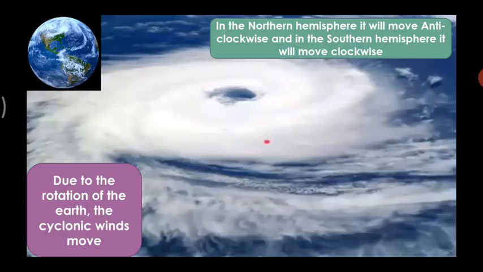And next, why does this happen? For what reason do cyclones take place? It is because of the rotation of the earth that cyclonic winds will move. How will it move? In the northern hemisphere, it will move anti-clockwise. That means not how the clock turns. It will move the other side. So in the northern hemisphere, it will move anti-clockwise, while in the southern hemisphere, it will move clockwise. So it doesn't move in the direction it moves every time. So that is why a cyclone takes place.